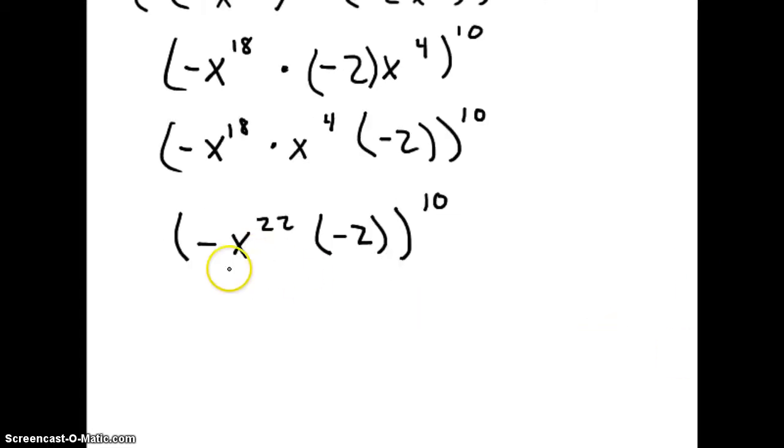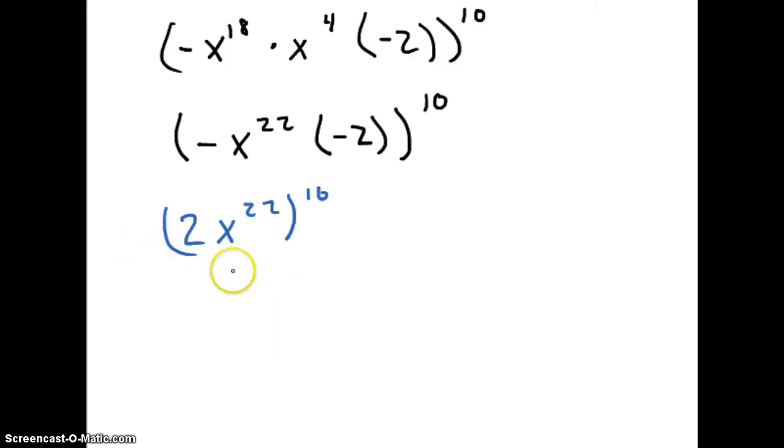Now, I could do a couple things here. The easiest thing to do would be to simplify this first. So I'm going to go in two different directions. First one will be in this purpley color. So I'm going to take negative 2 times this negative, and I get a positive 2 x to the 22nd power raised to the 10th power. And if I simplify this, I get 2 to the 10th power. Originally this was x to the 2 to the first power. If I multiply these powers, I get 2 to the 10th power. And I also get x to the 220th power.